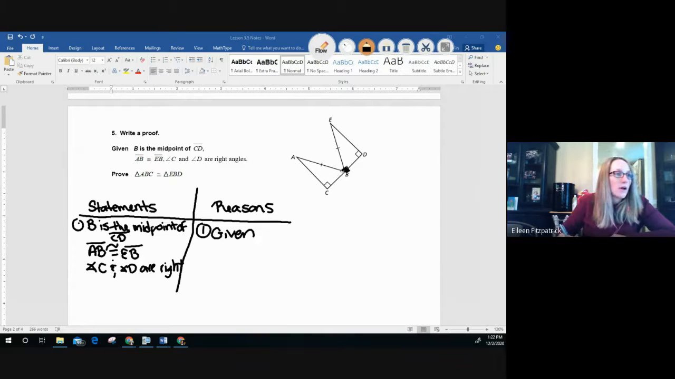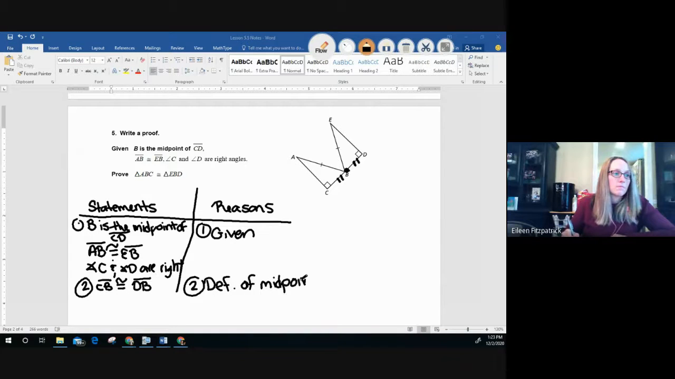Okay, if B is the midpoint of CD, what does that allow you to conclude? It's not marked on the diagram yet, which means we can mark it and we can write it. If B is in the middle of DC, that means that CB is congruent to BD. So CB is congruent to DB. Now, how did we know that? I read that this was the midpoint. That's the definition of midpoint.